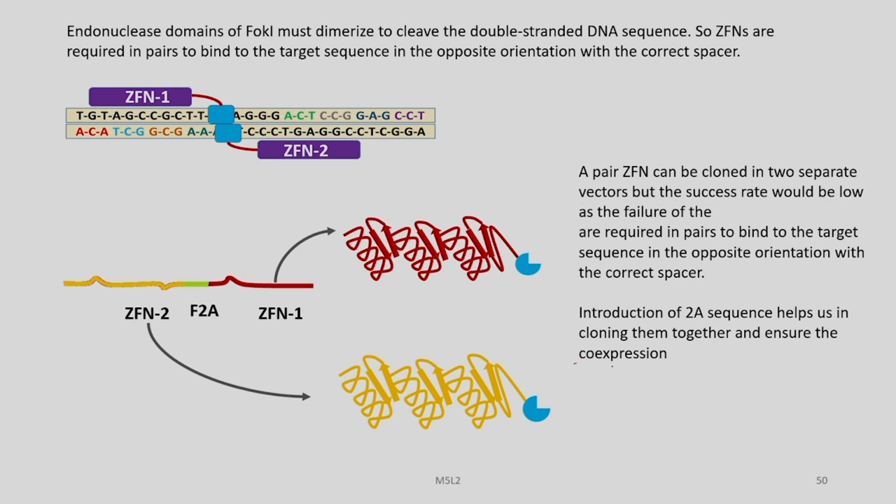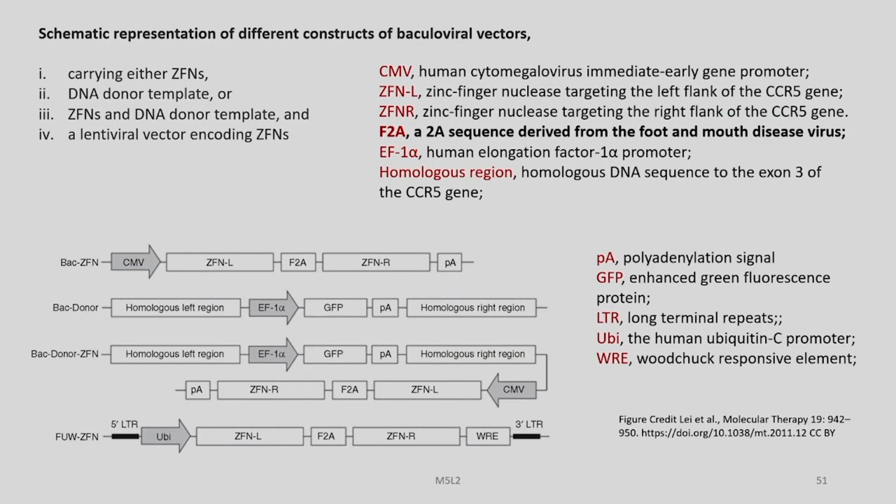So, the introduction of the 2A sequence helps us in cloning them together and ensures the co-expression as well as the double strand breaks. So, here is a schematic representation of different constructs of baculovirus vectors. Number 1 you have carrying either of the ZFNs. So, you have the ZFN-L and ZFN-R, and you can now understand what this F2A sequence is all about. ZFN-L may be binding on one of the strands and ZFN-R will bind on the other strand.